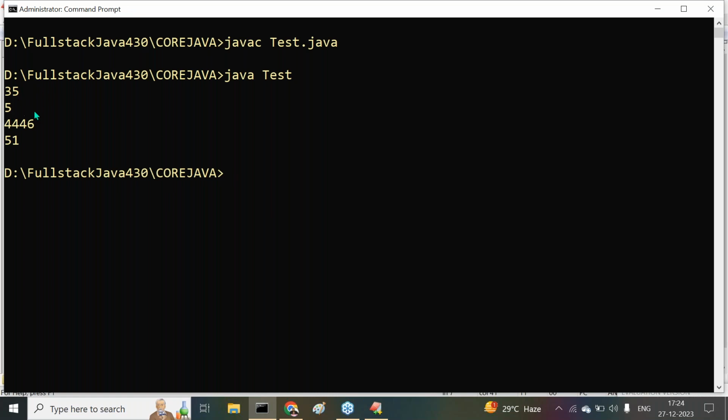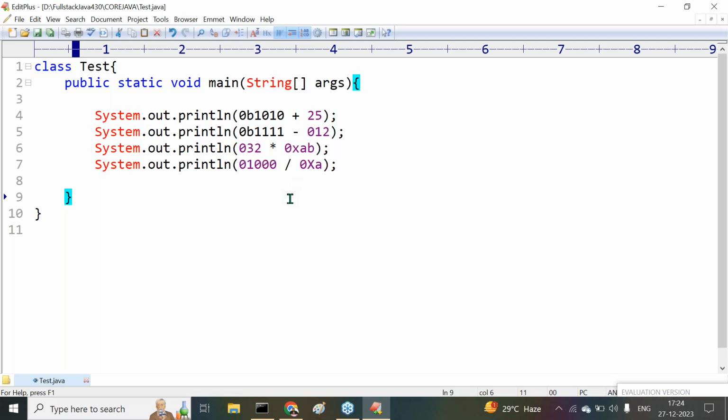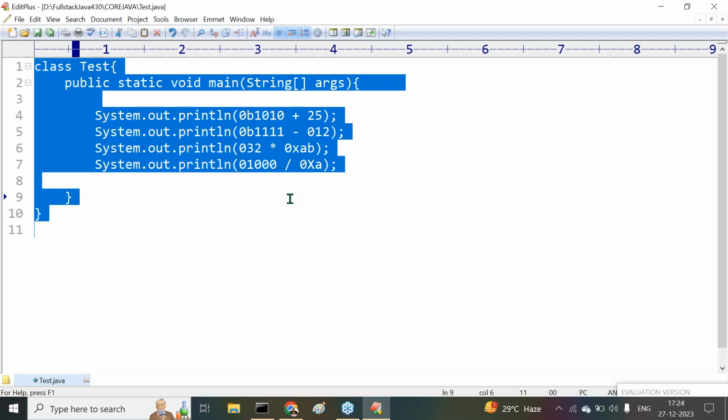Observe carefully. First one is 35, 5, then 4446. Next one is 51. Now try to recognize it clearly. So what is the point I'm telling? It is possible to perform arithmetic operations over numbers represented in different number systems, not only in the same number system. Understand my point or not? But finally, whatever it may be, the compiler must convert those numbers into decimal numbers. The compiler and JVM must perform the operation over the decimal values only.